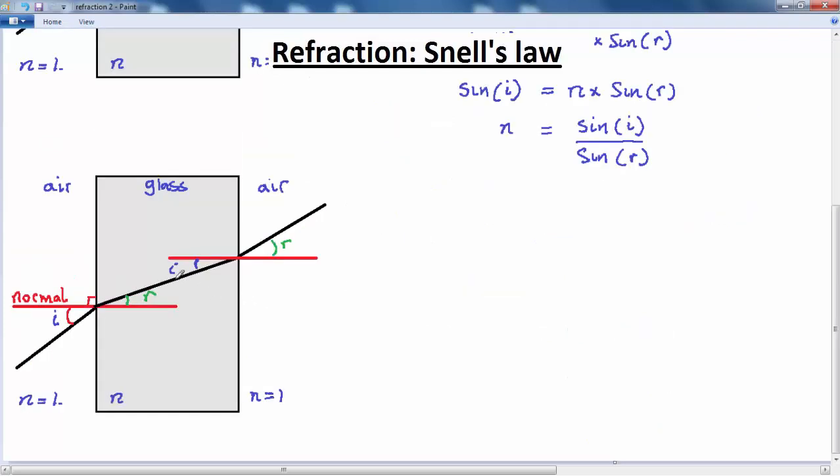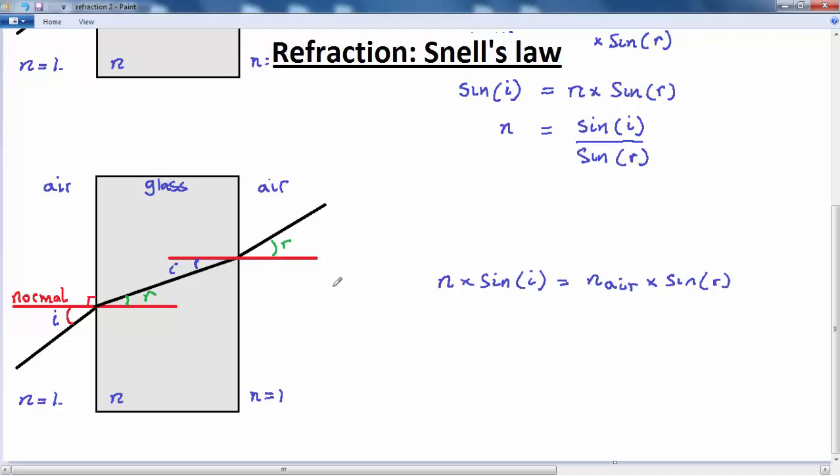Let's have a look and see what happens when we come out the other end. Okay, so this time the angle of incidence is actually inside the glass. So this time we write the expression as the refractive index of the glass, in this case n, multiplied by the sine of the angle of incidence, is equal to the refractive index of air multiplied by the sine of the angle of refraction.